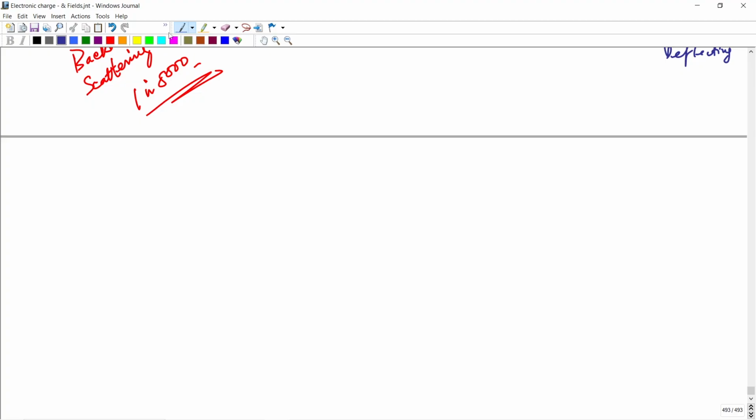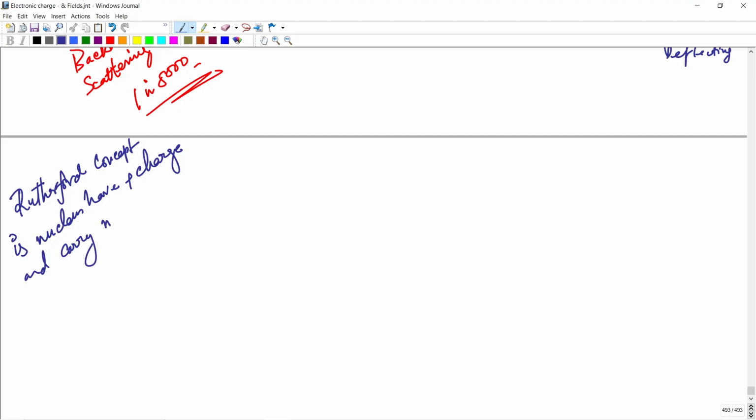So Rutherford's concept is that the nucleus has positive charge and carries the maximum mass of the atom, and the electrons, which have negative charge, move like planetary motion.